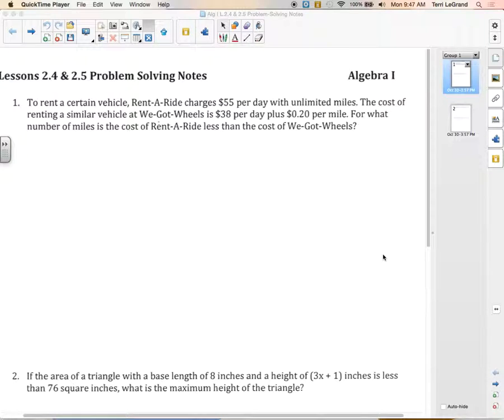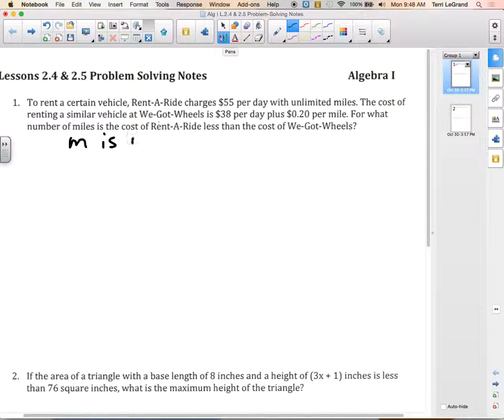It's the unknown. Blake? Days. Number of days. Okay. So for what number of miles, it's asking, is the cost of Rent a Ride less than the cost of We Got Wheels? So days plays an important role in it, but what really is it that we are looking for? The number of miles. So what do you want the variable to be, Blake? M? Okay, so let's first write that down. Let's write that M is going to be the number of miles.